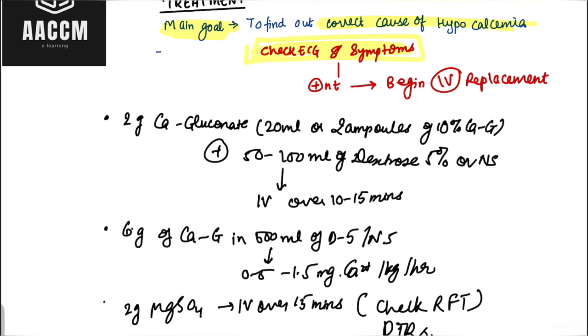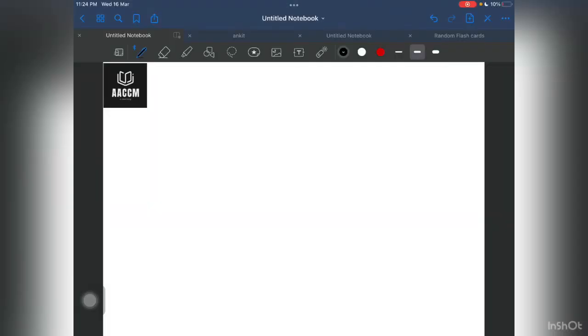Now, in this, we can add 1 to 2 gram elemental calcium, right? Orally, TDS or QID. This one we have talked about the acute hypocalcemia, right?